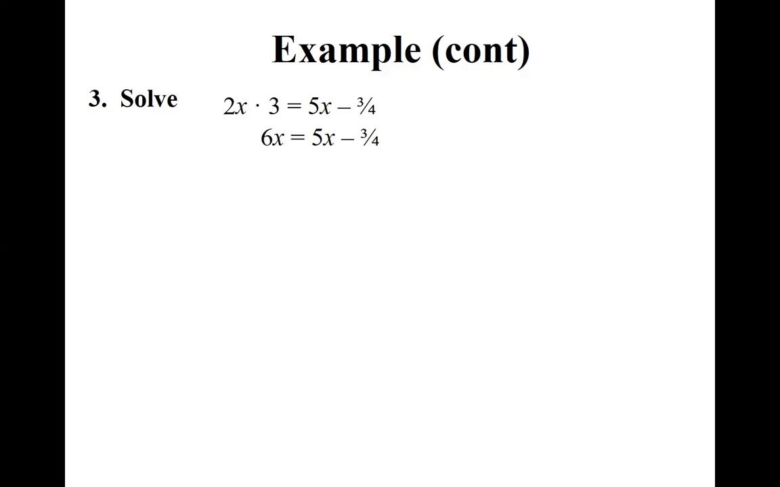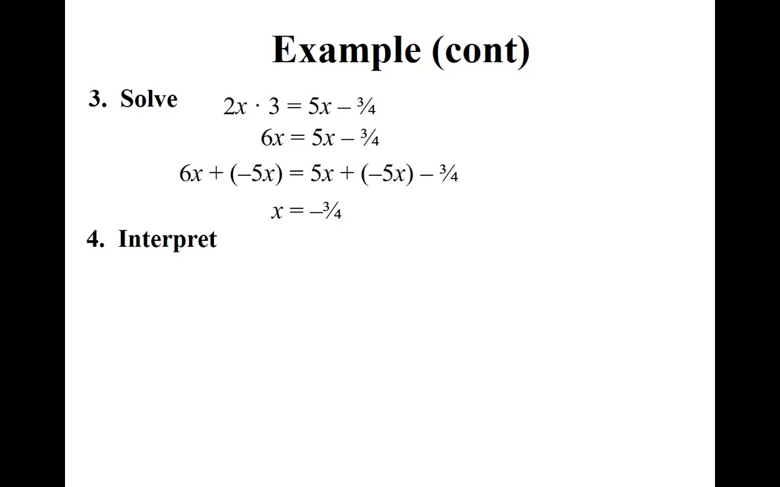Let's subtract 5x from both sides to move the x's from the right side to the left side, or add a negative 5x, however you are thinking about that. But 6x plus negative 5x, or 6x minus 5x, leaves us with a single x. The 5x and the minus 5x cancel each other out, leaving us with negative 3/4 on the right. We have stumbled into the answer of x equals negative 3/4.